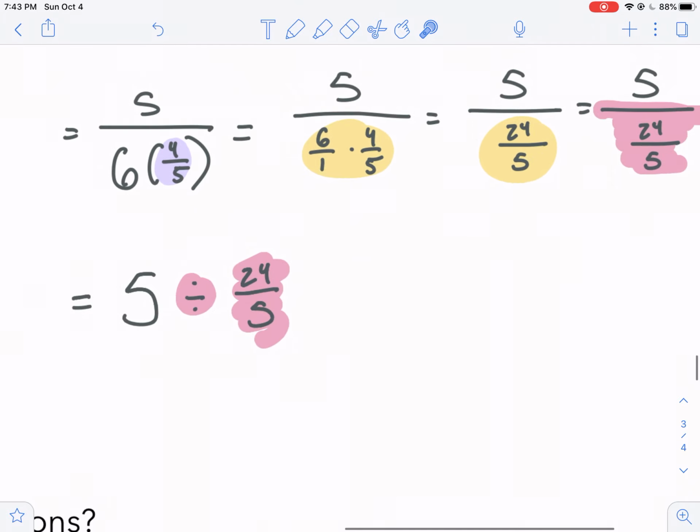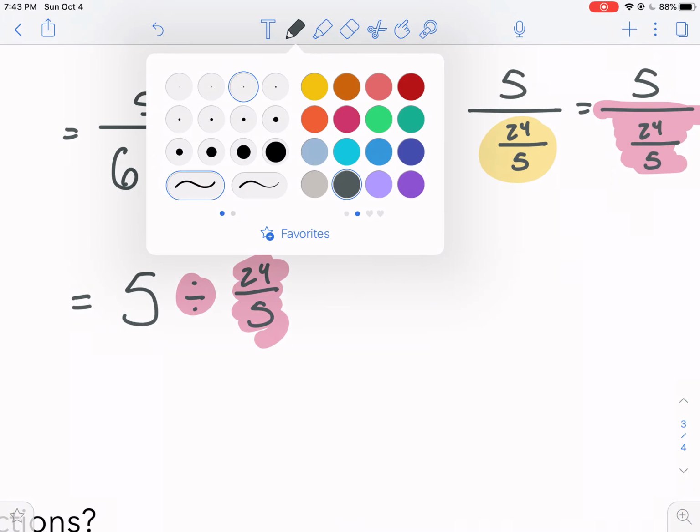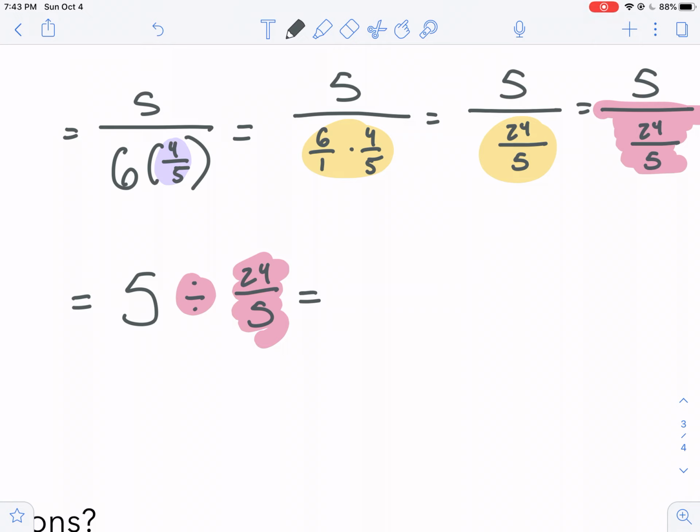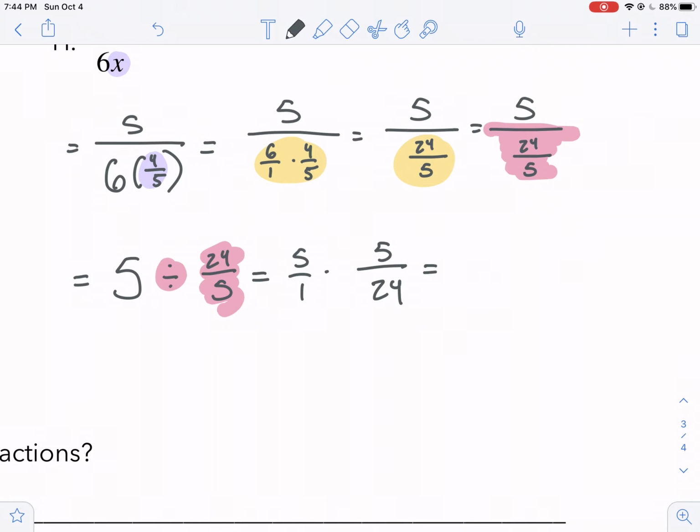Sweet. But we don't like dividing by fractions, do we? Instead, what are we going to do? You flip it and multiply. So that's 5 over 1 times 5/24 and multiply across. 5 times 5 is 25. 1 times 24 is 24. I like to leave fractions like this. If you would rather say a mixed fraction, that's 1 and 1/24, that's also totally fine.